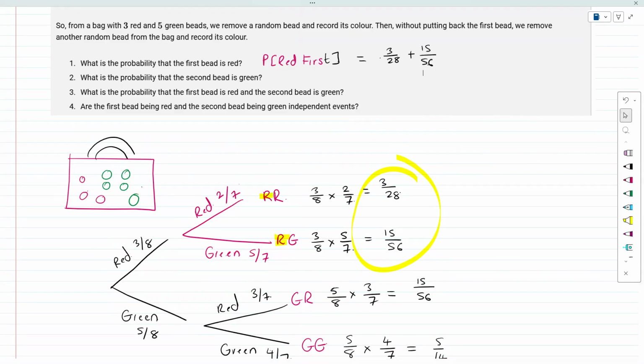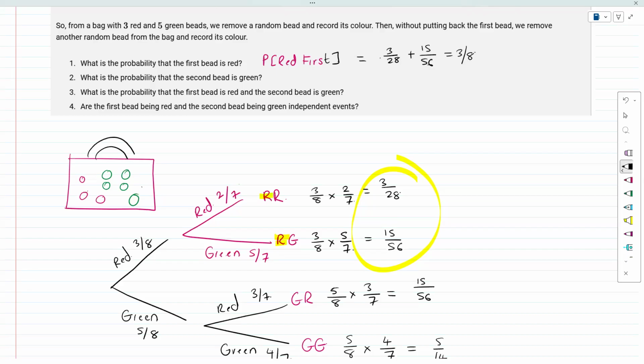Yeah, we can use the calculator, and then we would get it first, right? But again, I don't think it's that difficult. I also don't think you guys should struggle too much. Let's get the probability of red first. 3 out of 28 plus 15 out of 56, and the answer equals 3 out of 8.